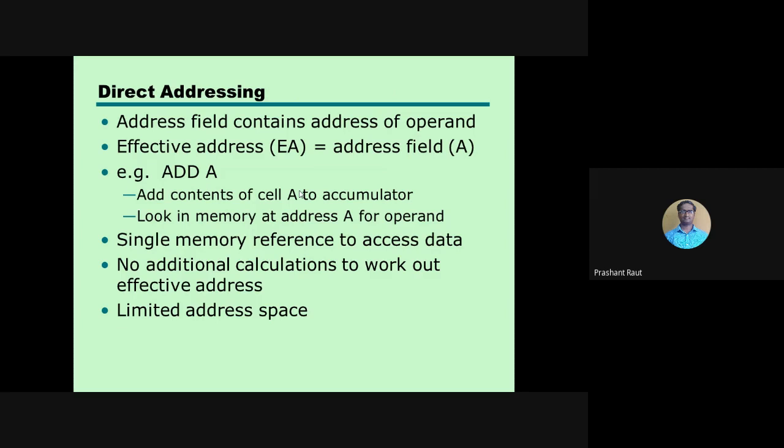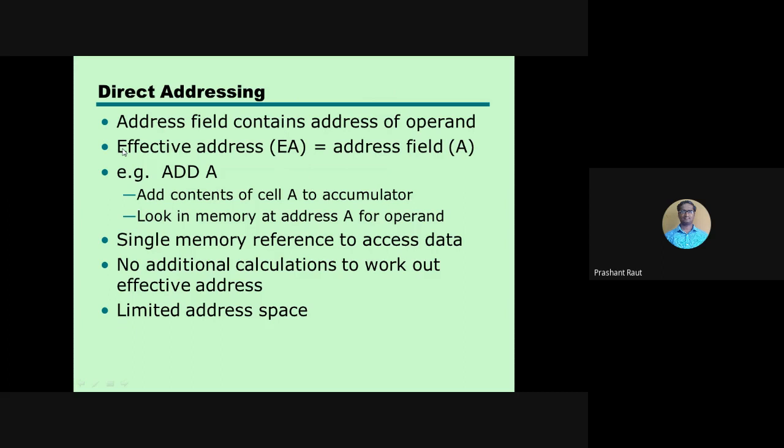Now next type is direct addressing. This address field contains the address of an operand. Now what is effective address? Effective address is the address at which you will get the value of an operand. That is called the effective address.